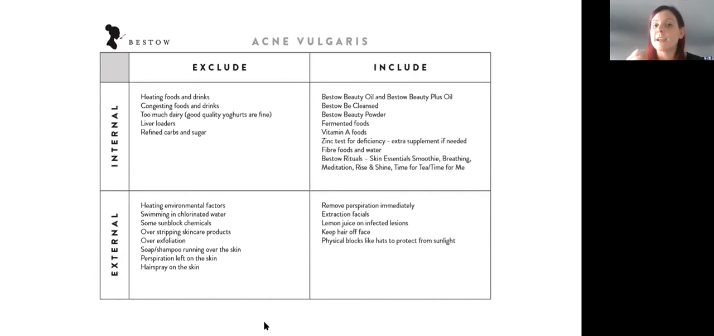So we can see here we recommend the Bestow oil, the Be Cleansed, and the Bestow Beauty Powder. We want fermented foods in there, so if they can drink kombucha, that would be really great as well. And vitamin A rich foods, so your carrots is really good to get in there. And you can see here they've got zinc tests for any deficiency. And look at extra supplements if required.